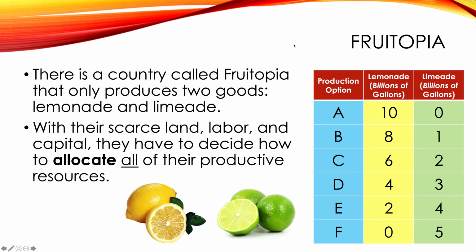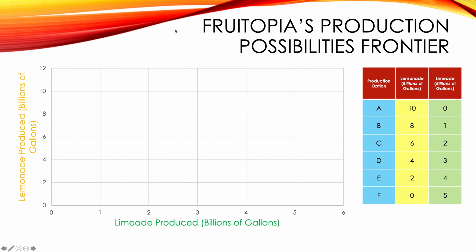And so from this table of production possibilities, and by the way, there could again be production options that are not listed here. In between, for instance, 9 billion gallons of lemonade and 0.5 billion gallons of limeade. So we've picked these 6 points, but there are many more. And we'll finally get to see all the rest of those points on this diagram. So Fruitopia's production possibilities frontier.